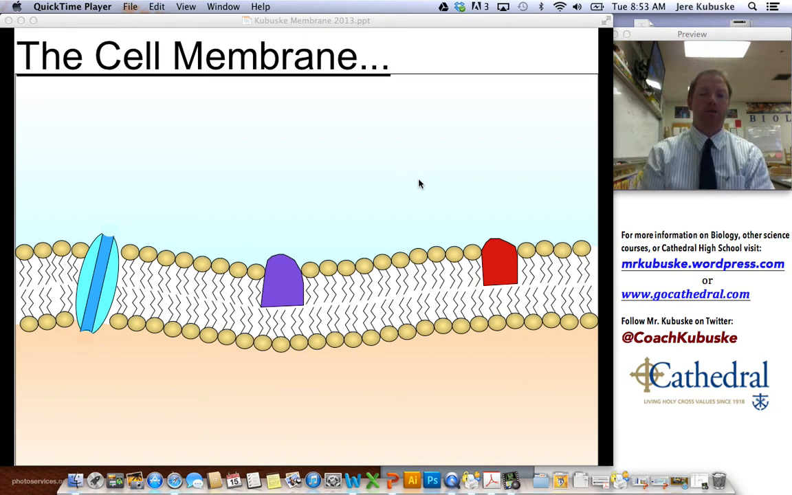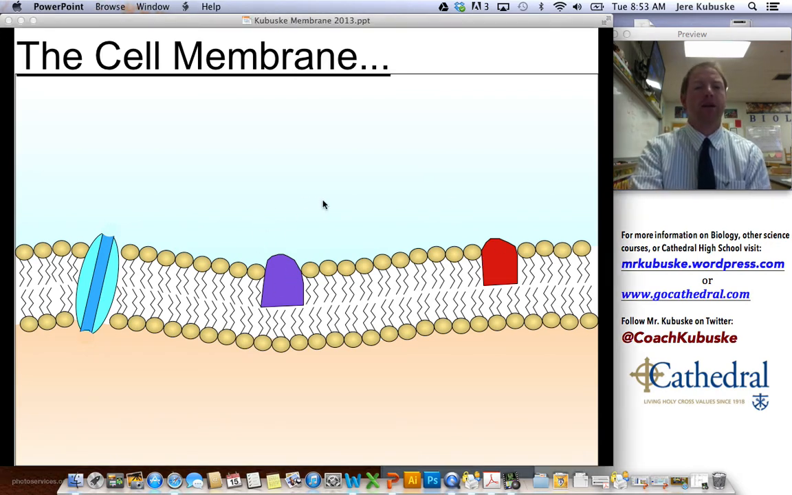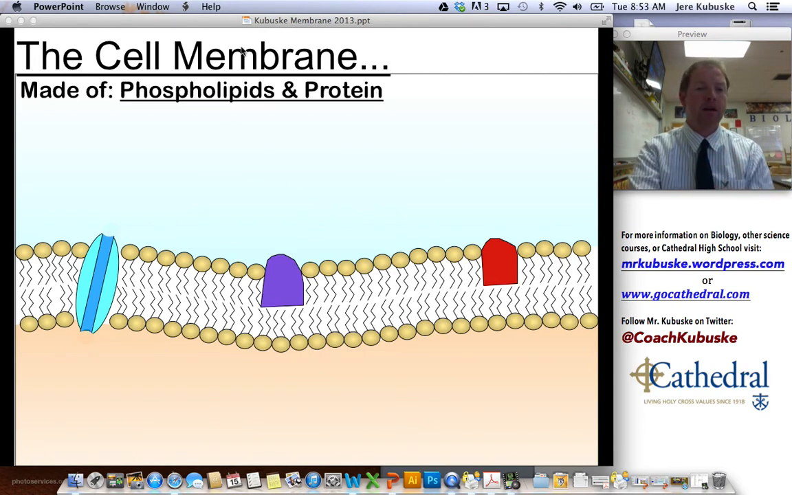But obviously our picture here, you can see we've got a cell membrane laid out for us. It looks like we have some gumdrops stuffed into the cell membrane right over here. But they have a specific purpose, and they're part of what the cell membrane is made of. So that's where we're going to start. We're talking about what the cell membrane is, and it's made of phospholipids and protein.